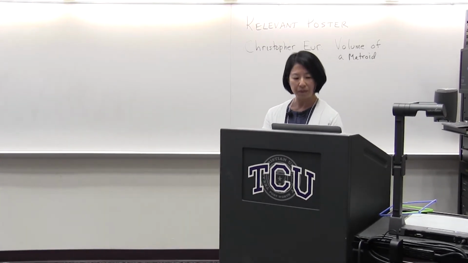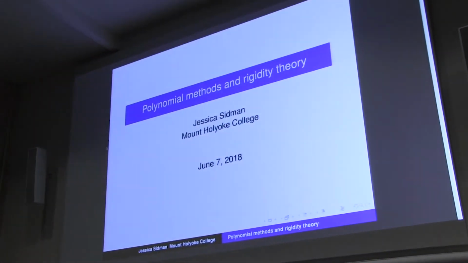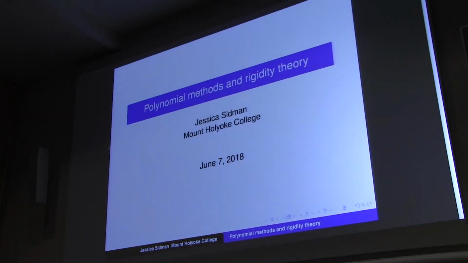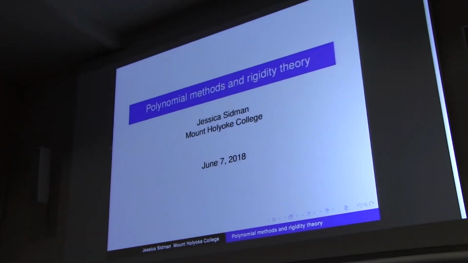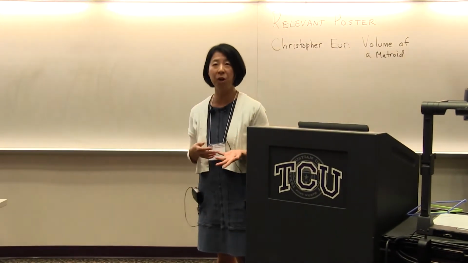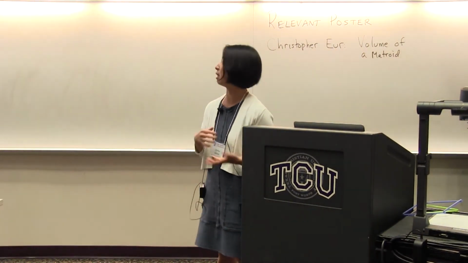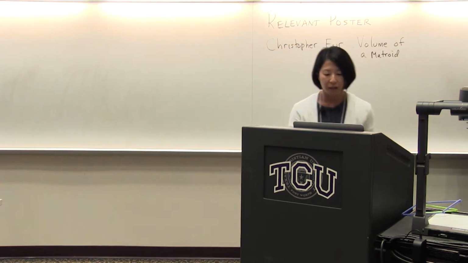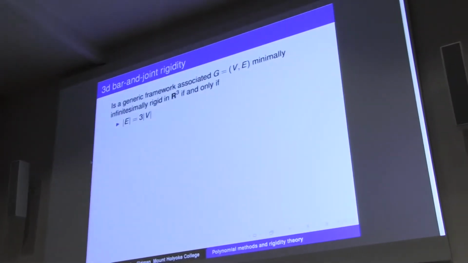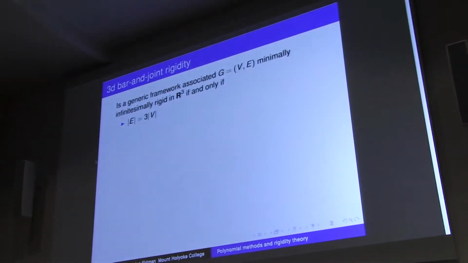So my talk is sort of in two halves. The first half, I'm going to pick up where David left off with combinatorial rigidity theory. And then in the second half of the talk, I want to talk about what you can say when the combinatorics fail, sort of when you have the failure of genericity, and what kinds of polynomial methods we might use in those cases to understand what's going on. So I want to begin by talking about bar and joint rigidity in 3D.